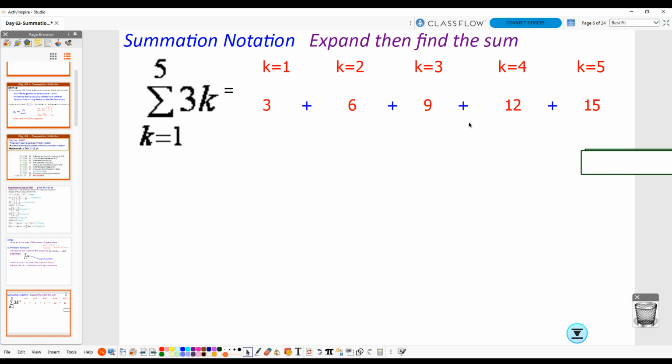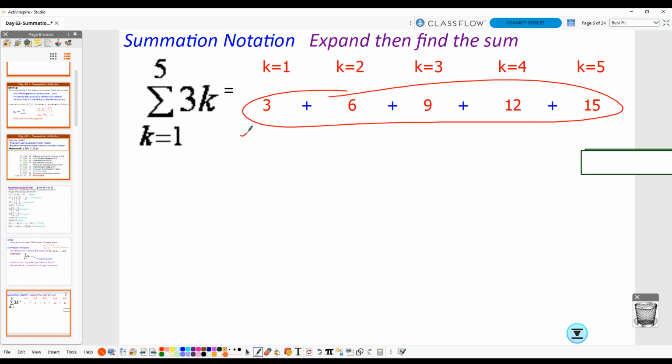3 times 4 is 12. Does 4 equal 5? No, go one more time, 3 times 5. And we get, this is our thing expanded. And then evaluated means add them all up, and that's 45.